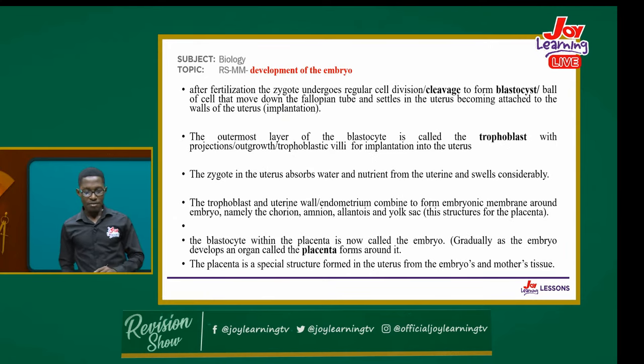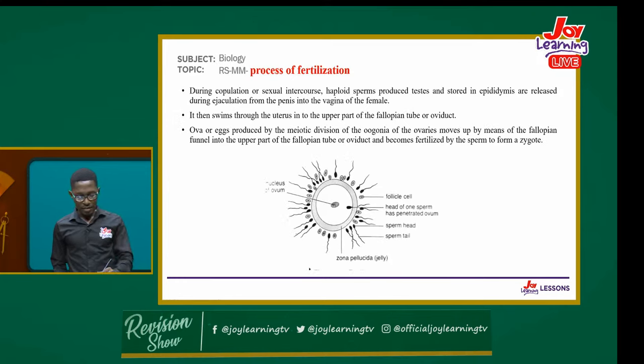Now that fertilization has taken place, we are still in the oviduct. This cell, the fertilized egg, will now start to divide into cells. That division is called cleavage. That division of cells, we use the word cleavage.